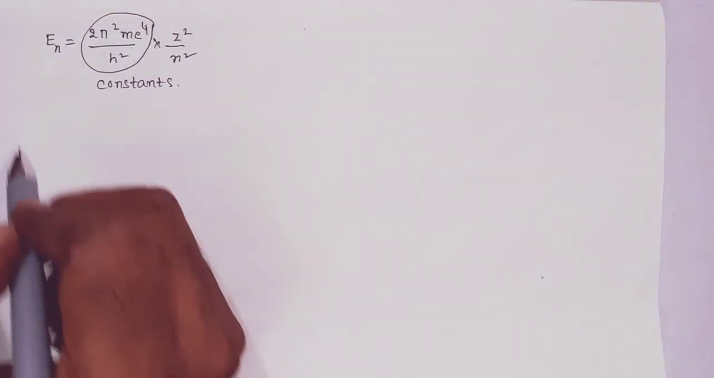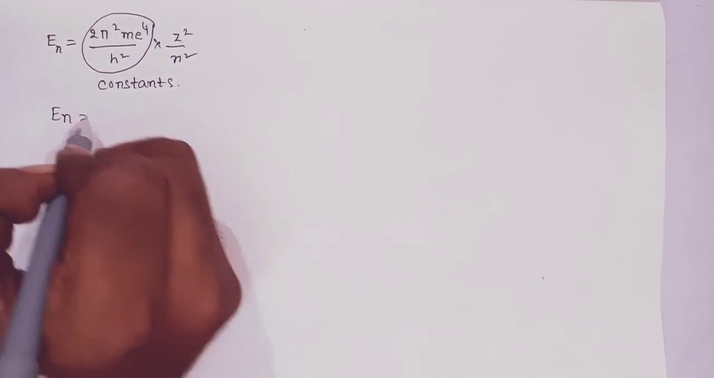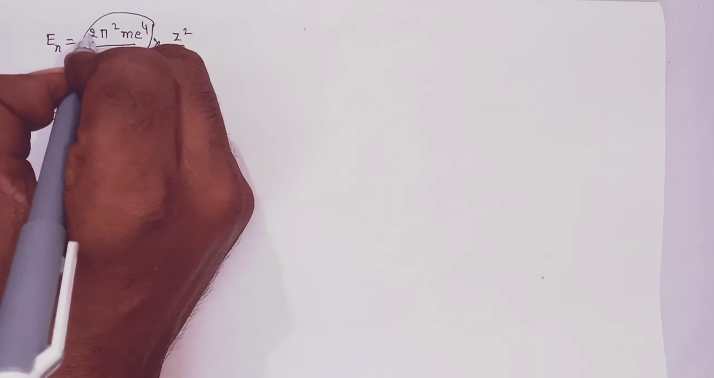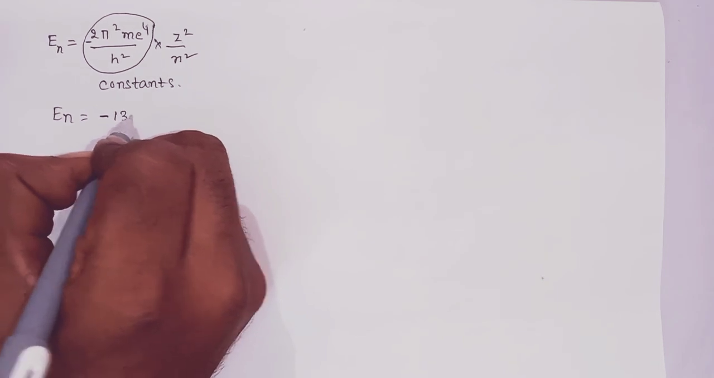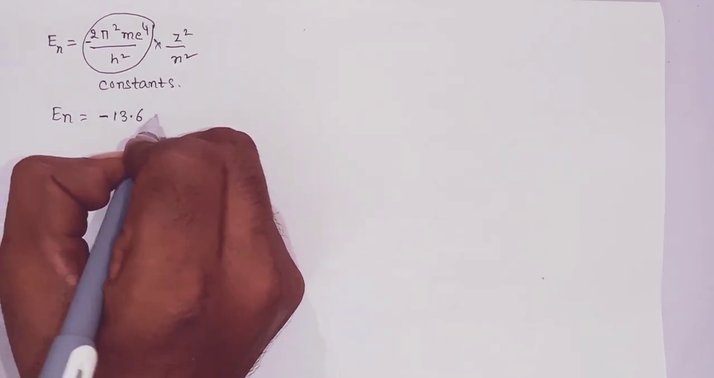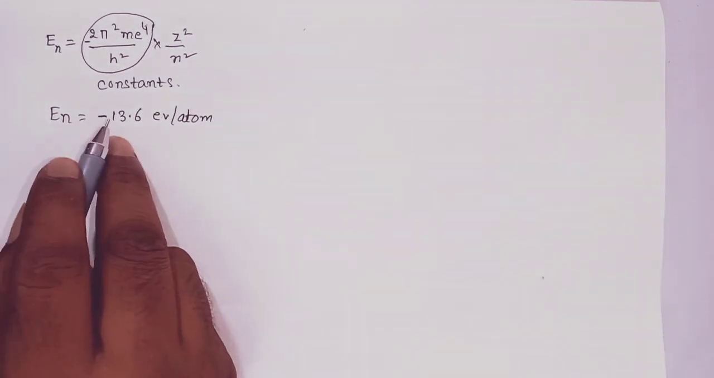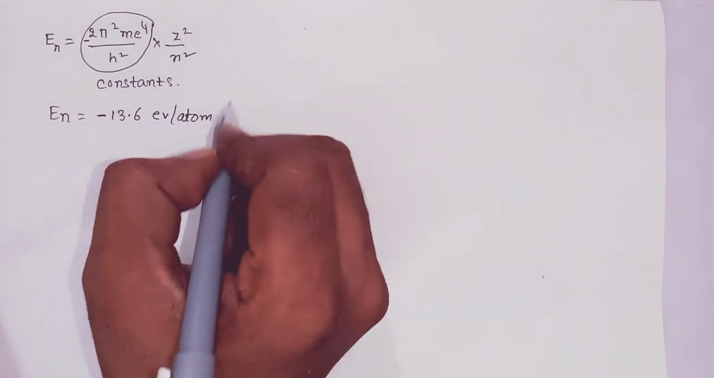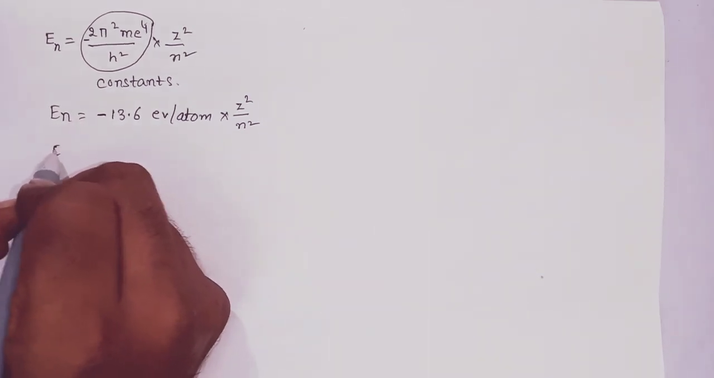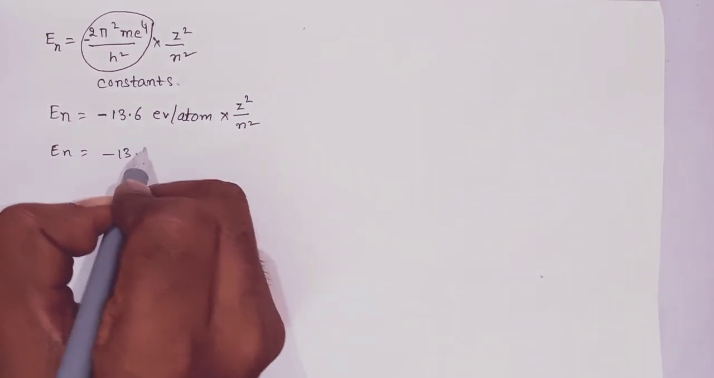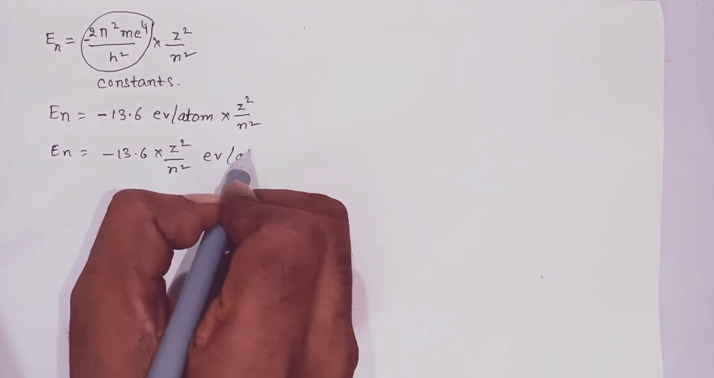Okay. Now, after calculating this value, you will get En equal to minus 13.6 electron volt per atom. Here minus value is there. En value equal to minus 13.6 into what is there now? Z square by n square. Simply we will write finally minus 13.6 into Z square by n square, electron volt per atom.